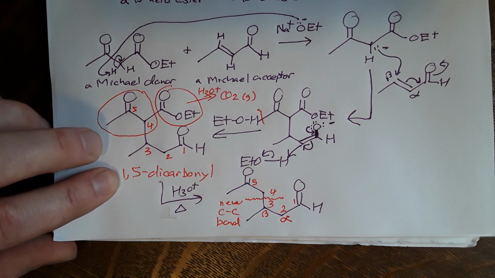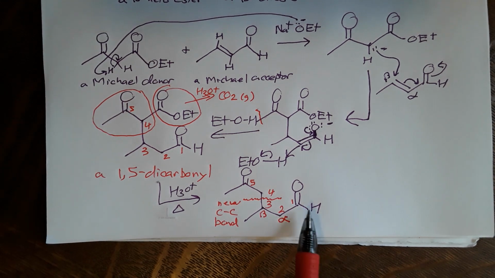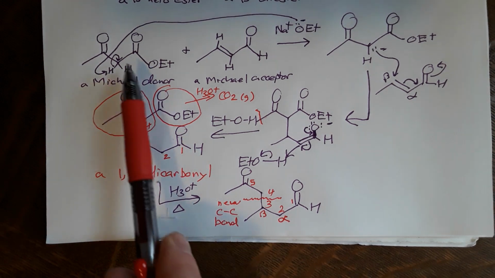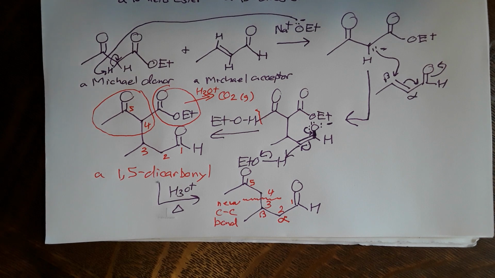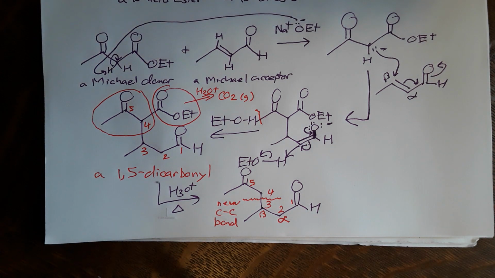So Michael reactions form 1,5-dicarbonyl compounds, and they do that by a conjugate addition of an enolate from a 1,3-dicarbonyl compound reacting with an alpha-beta unsaturated carbonyl compound of some sort. So this is just one example, and the next video will work through a couple more examples to get you more comfortable.